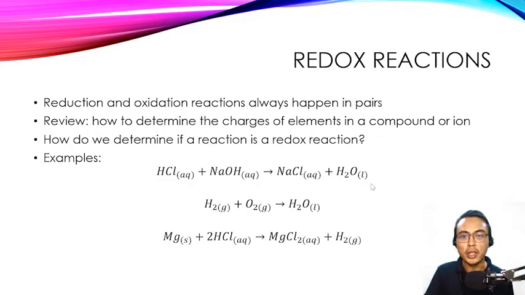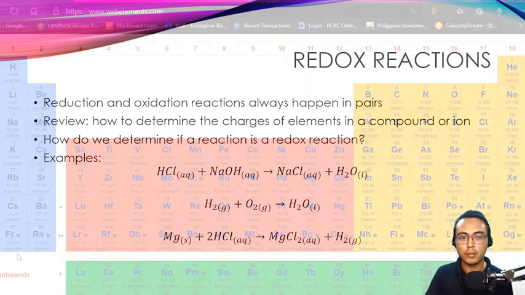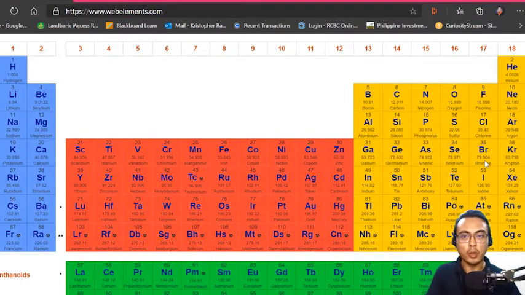We want to determine the oxidation state of each element in this equation. And for that, you will be needing a periodic table of elements. Here is our periodic table of elements. Now, the key to determining the oxidation state of an element is to first determine what group it belongs to. So here are the group numbers at the top. You have the group 1 elements: hydrogen, lithium, sodium, potassium, etc. Group 2 elements here. You have the transition metals from groups 3 to 12.